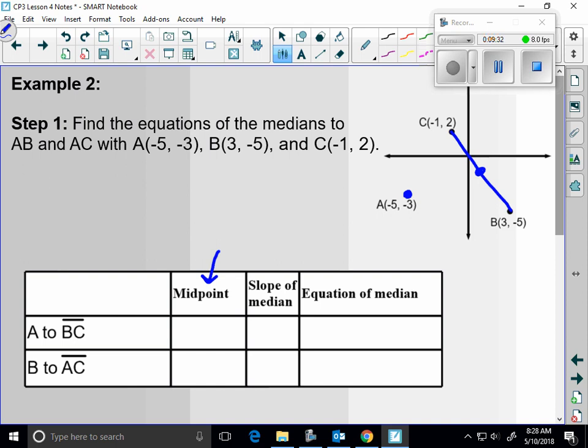Hans, you're not supposed to look down. Oh, sorry. Hans is our new student.